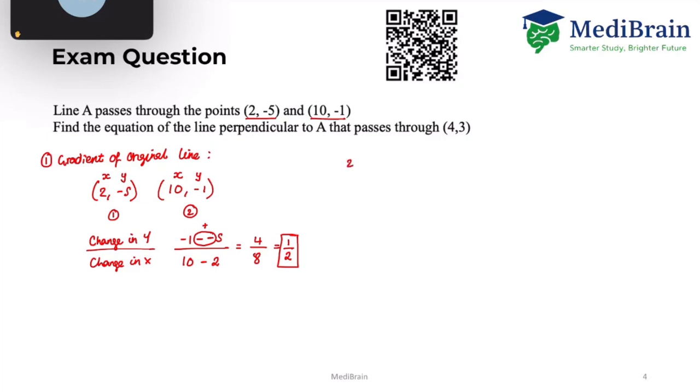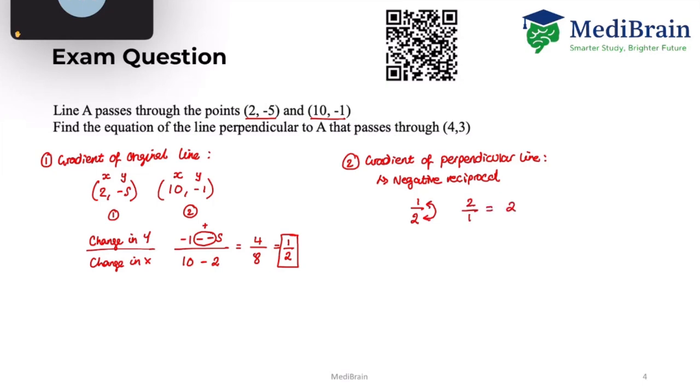Now we need to work out the gradient of the perpendicular line. And remember, for the perpendicular line, the gradient has to be the negative reciprocal. Okay, so we had a half originally. We're going to flip these two around, so it becomes 2 over 1, which is just 2. And it was originally positive, so we turn it into negative. So it's going to be negative 2. That's the gradient of the line which is perpendicular.